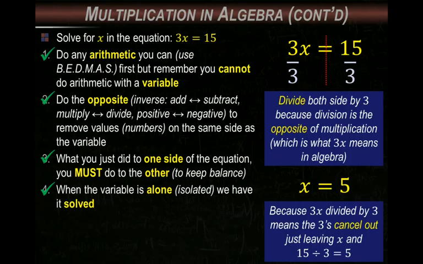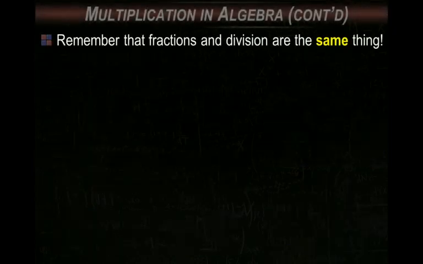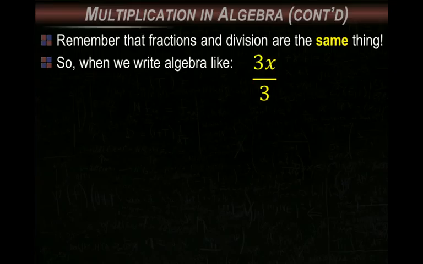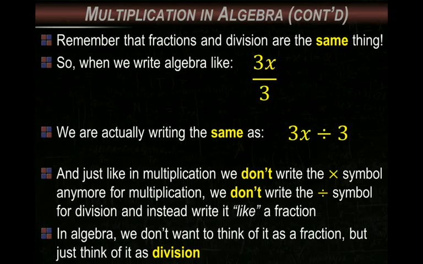Okay, let me try and re-explain this a little bit more. And by the way, I checked it. 3 times 5 is 15, so 15 equals 15, it checks out. So remember, fractions and division is the same thing. We learned that back last unit. So when I write it like this, 3x over 3, I'm writing the same as 3x divided by 3.